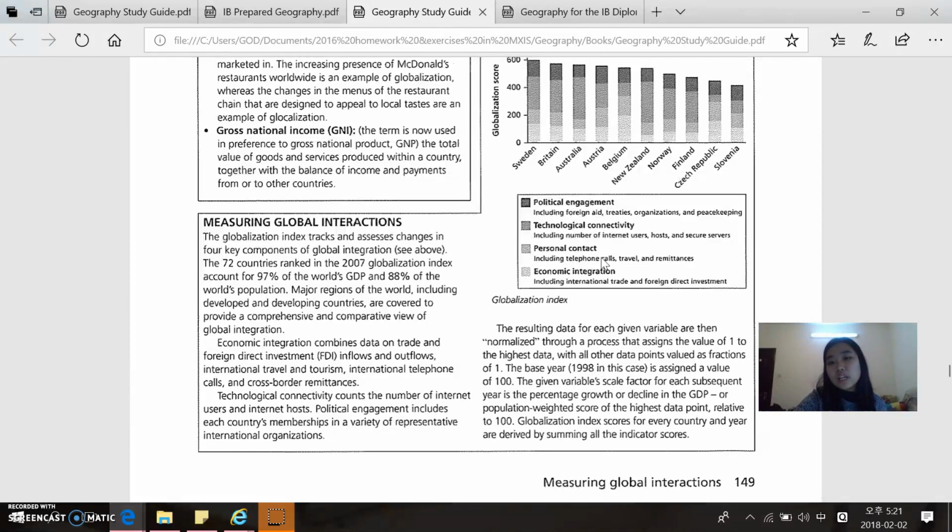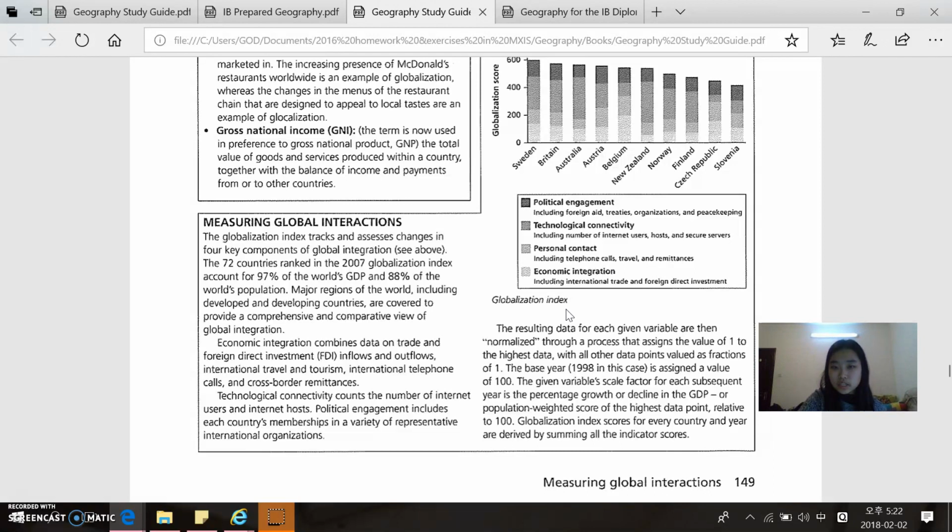So personal contact includes telephone calls, travel, and remittances. So it's like telecom traffic, how many calls are incoming or outgoing, how many people are interacting, and how many people travel to another country. And remittances is when migrant workers, let's say Mexican workers, go work in the United States and send money back to their family in Mexico, right? That money is called the remittance. By observing the remittances, we can see how many migrant workers are in another place and how the two countries, or two or more countries, are economically connected.